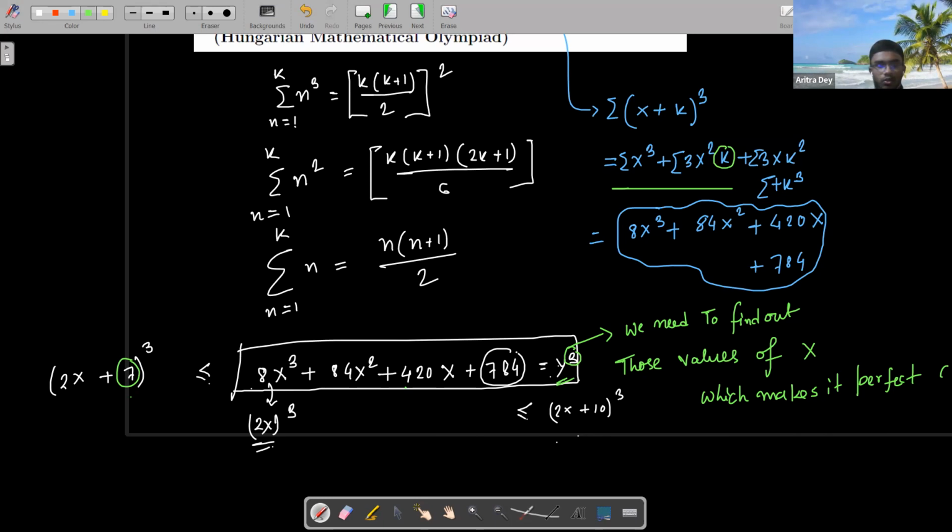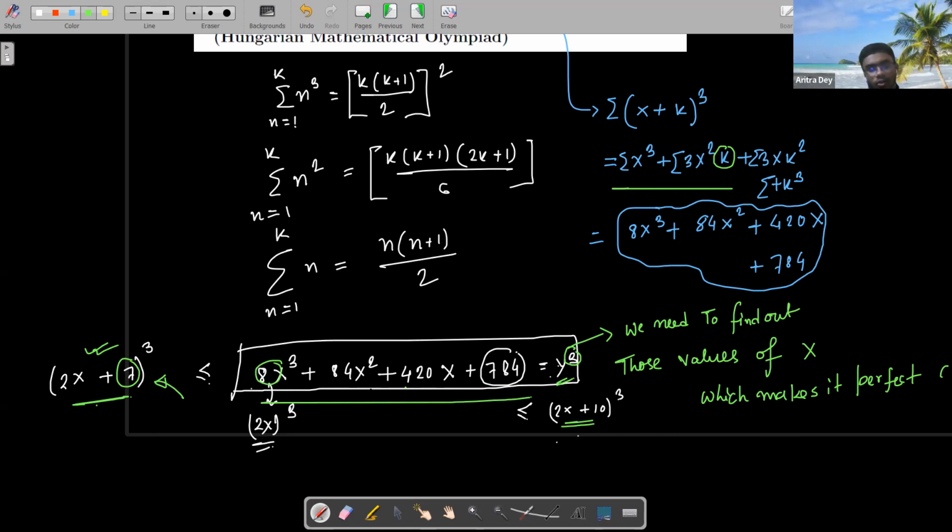How do I get 2x? Because I take the motivation of 2x, because this is the 2x cube, 2x whole cube. That's why I take 2x. I take 2x plus 7 in such a way that this is a good lower bound for the expression I have. Similarly I choose a good upper bound. Why not 2x plus 8? You can check 2x plus 8.